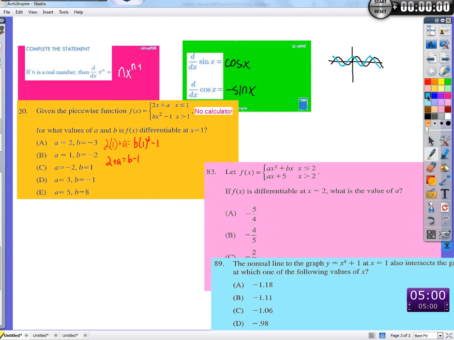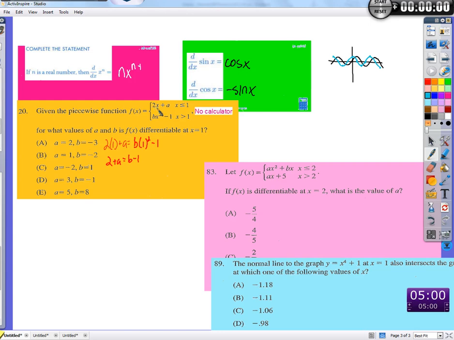Could you possibly get a and b on the same side? Oh, you sure could, but you can't solve for a or b unless you know one of them. We don't know either of them. But we do know that the slopes have to be the same. What are we learning about that has to do with the slope? Derivative. So let's just take the derivatives of both of these, see where it gets us.